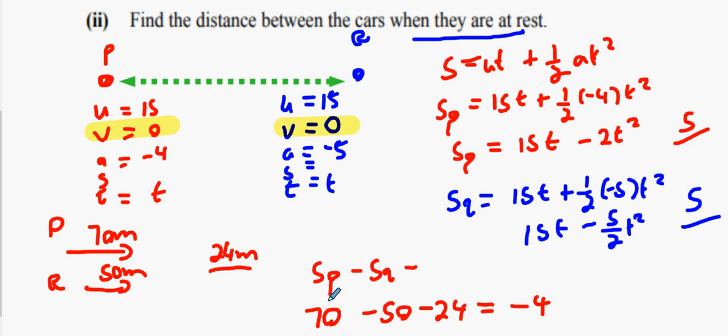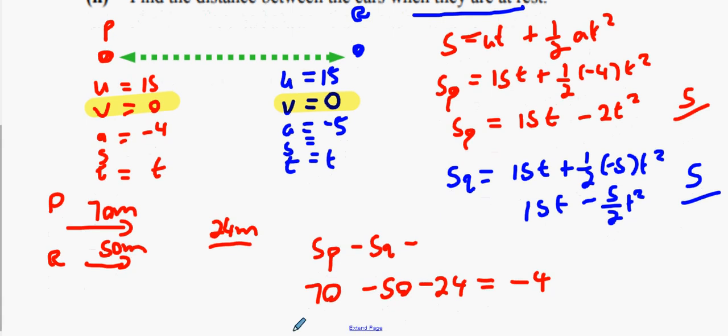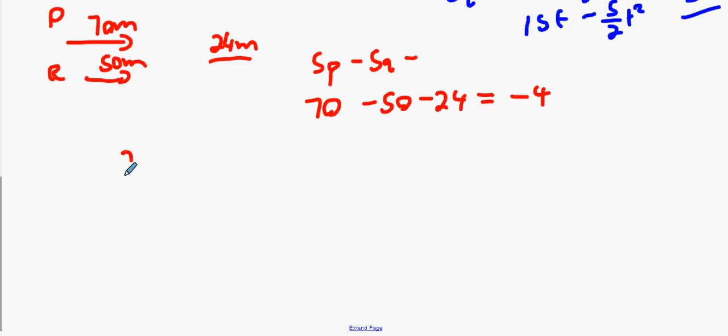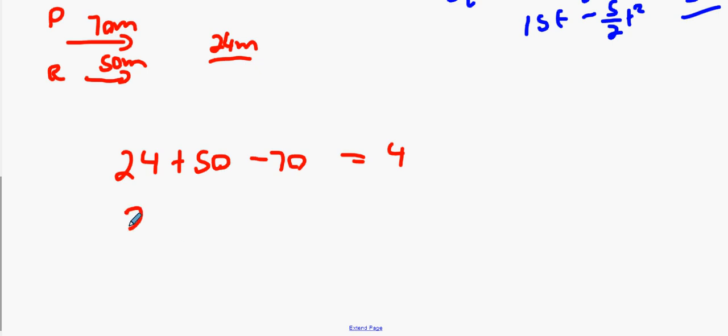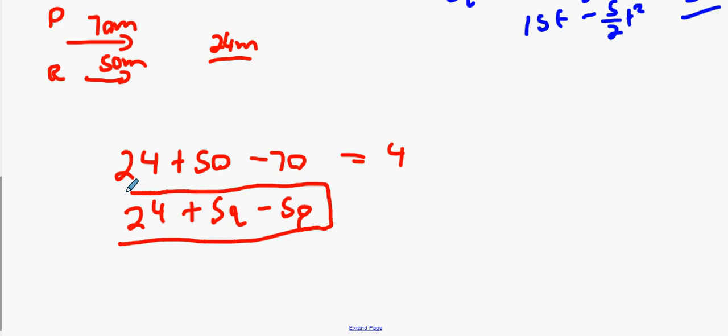So what would be a better system? Why don't we do 24 plus 50, take away 70, and what would that give us? It'd give us a plus 4. Plus 24 when you're 24 meters behind, and a plus 4 when you're 4 meters behind, yeah? So let's generalize this equation. What would I fill in here? 24 plus SQ minus SP. That's the general formula you want to use now, okay?